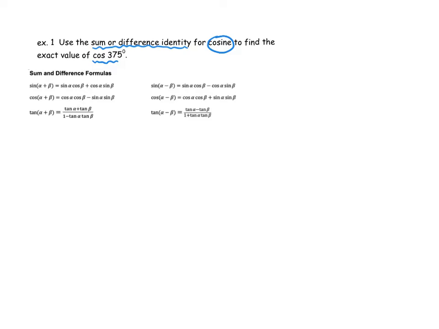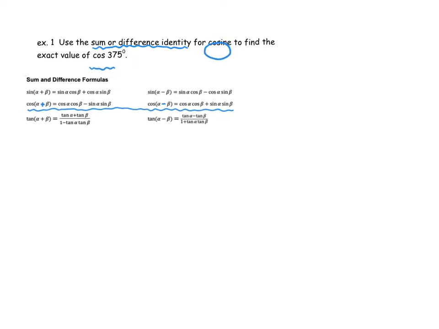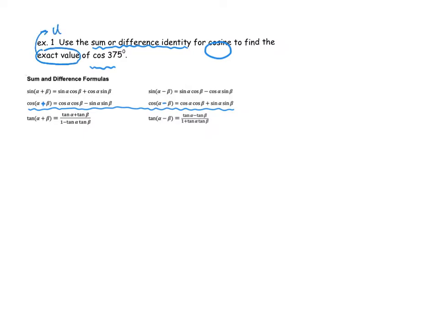For cosine, here's the only one we have, either A plus B or A minus B. Let's see which one we are going to use. Again, 375, we need to find the exact value. What are the ways to find exact value? Unit circle is the only way we can find the exact value. Let's go ahead and find the unit circle.